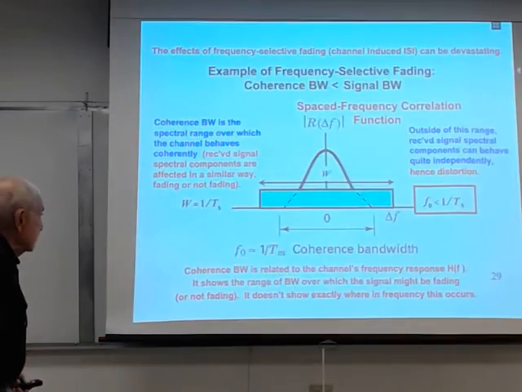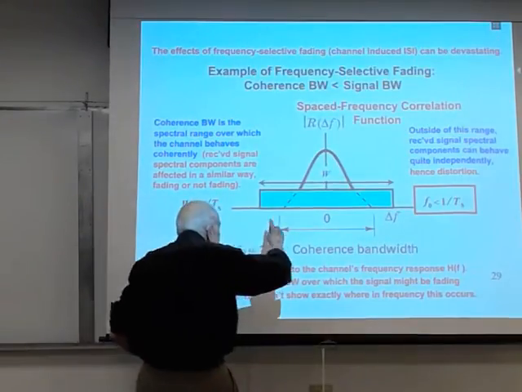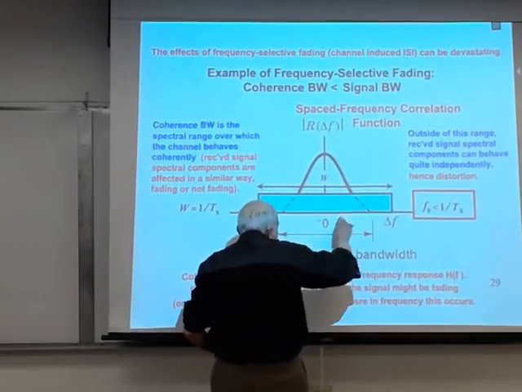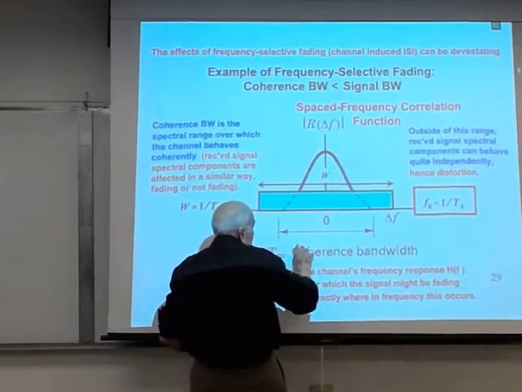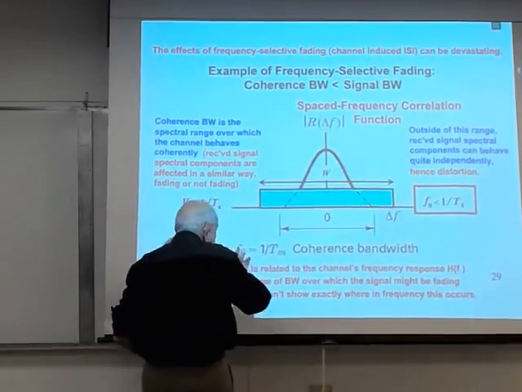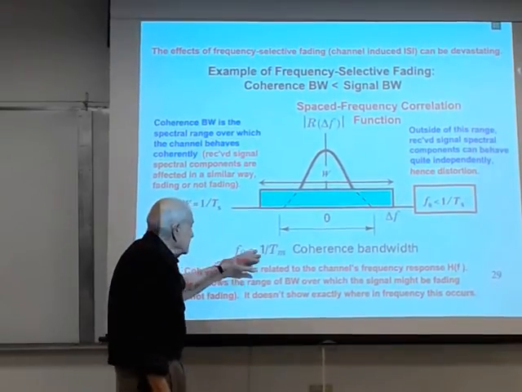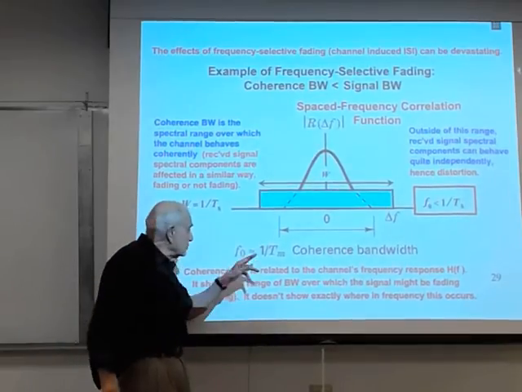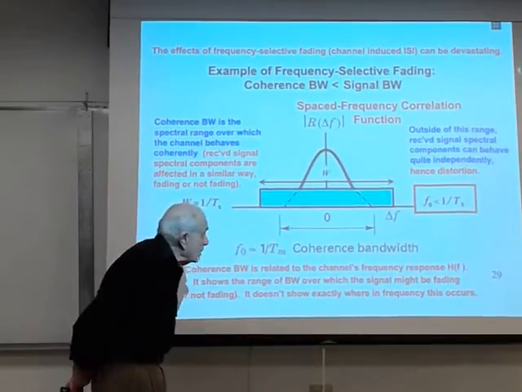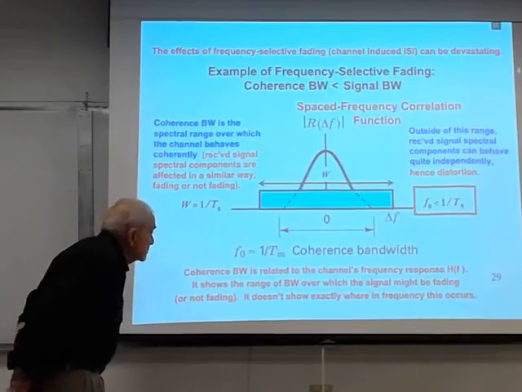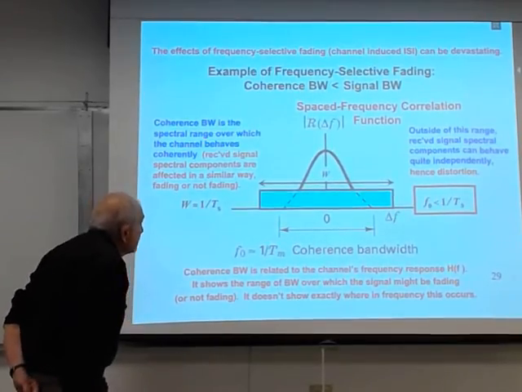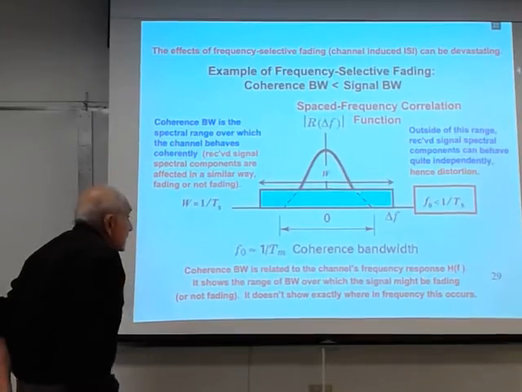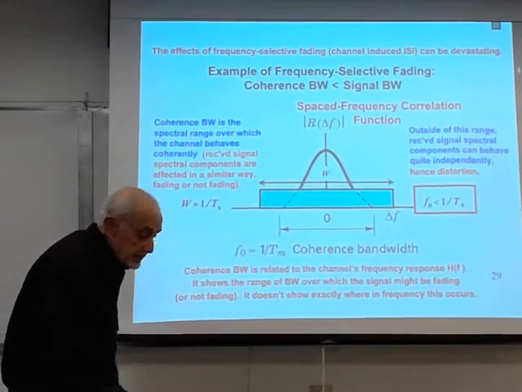And that's what I'm doing here. So you remember this is the space frequency correlation function, and we'll call this range right in here f sub 0, essentially approximately equal to 1 over the maximum multipath intensity spread. And in this case, this is another example of frequency selective fading.